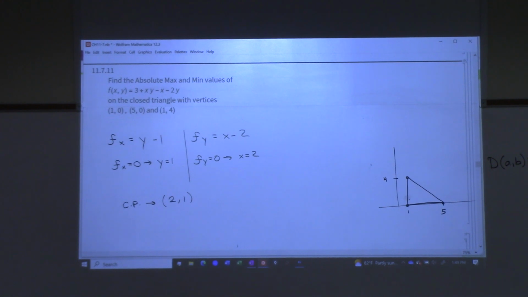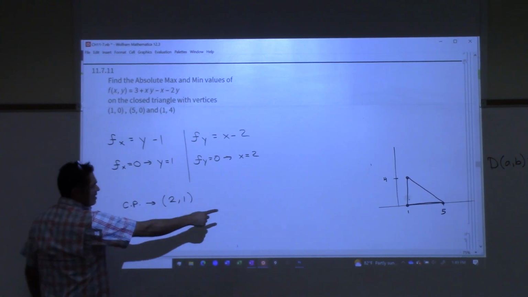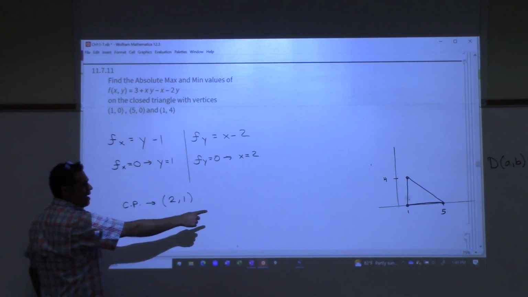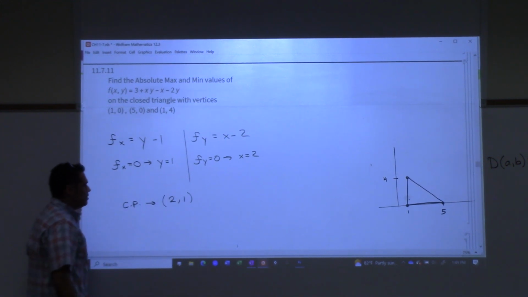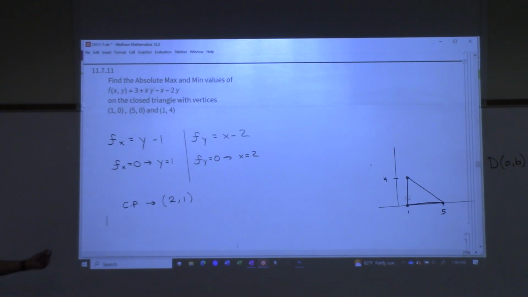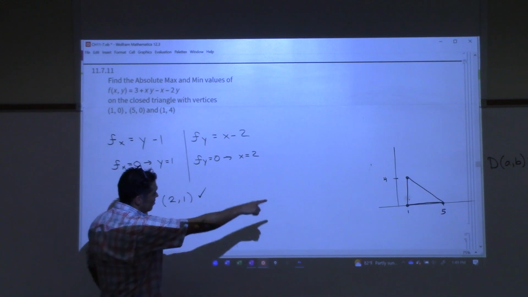In Cal 1, this would be like if one of your critical points that you found was outside the interval that we were looking in, you just throw it out. So I got to make sure that this lives in here. Does it? I think we can determine that it's in there, (2, 1). So I'm putting a little check mark, just that I actually did check that it lives in there.